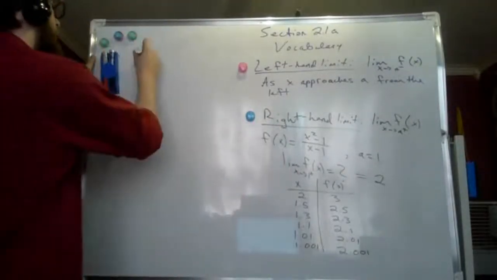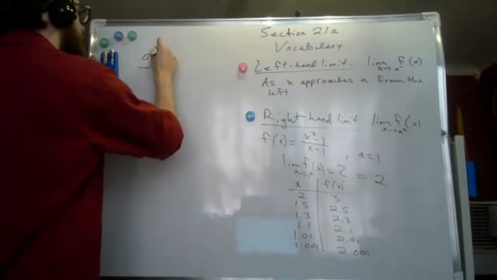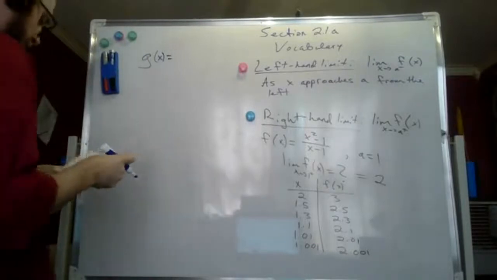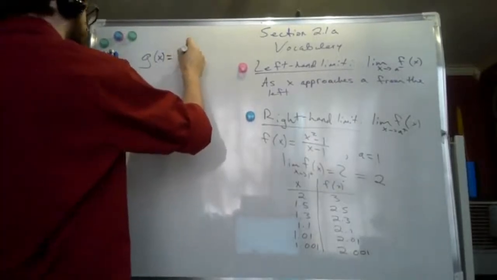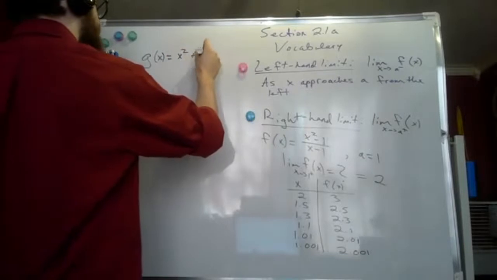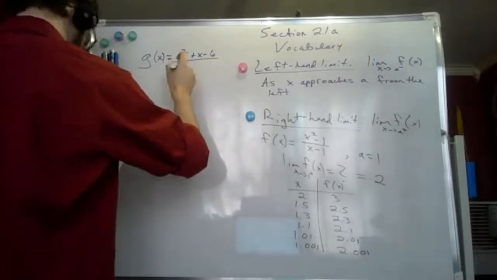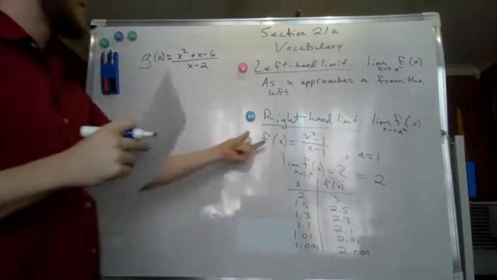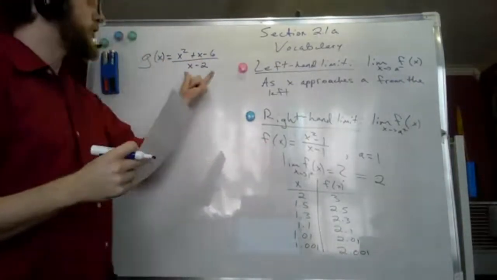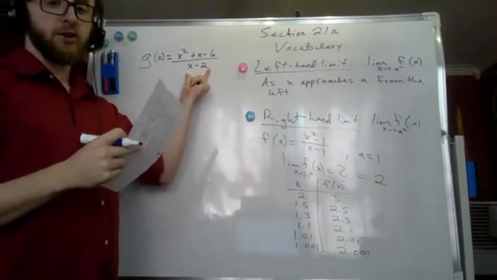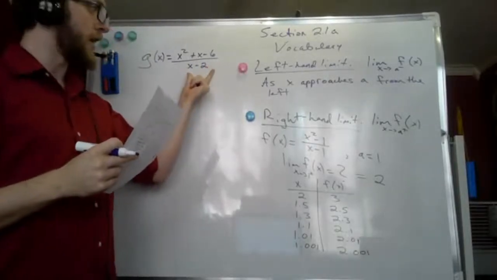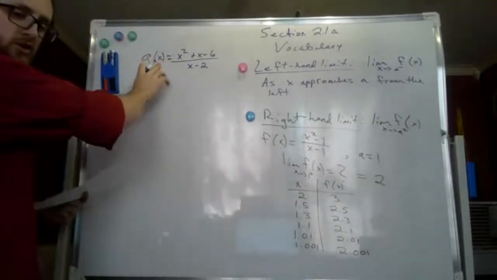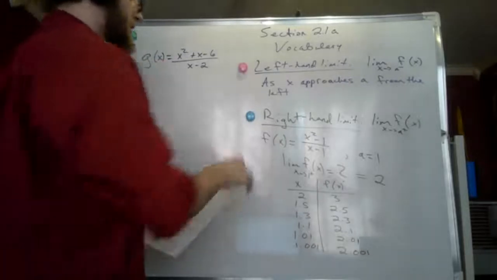Alright, that's fine. So let's suppose we have a function, g of x, and this function is going to equal x squared plus x minus 6 divided by x minus 2. Now again, just like our previous example, we have this issue that if I plug in 2, I'm going to have a 0 in the denominator, and that's bad. We don't want to do that. So in order to figure out what this value is when x equals 2, we can use limits.